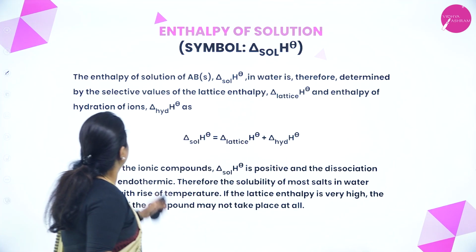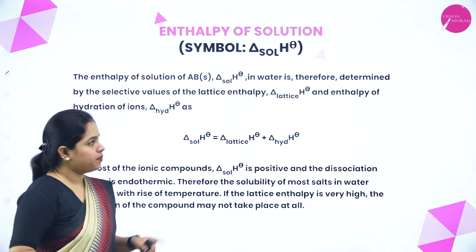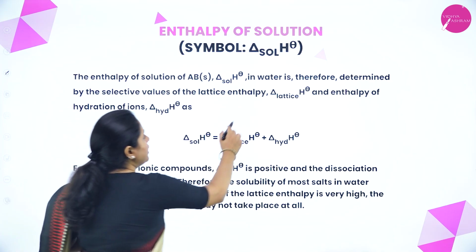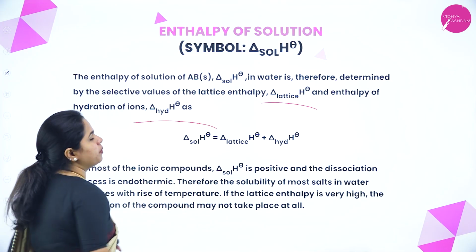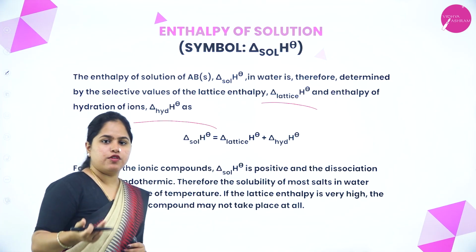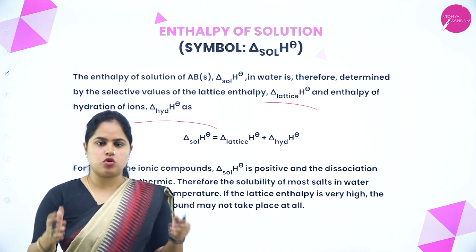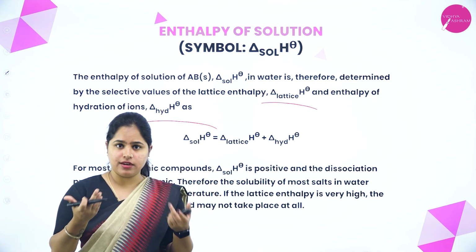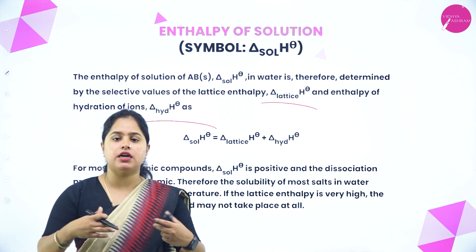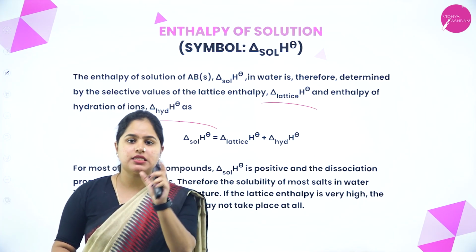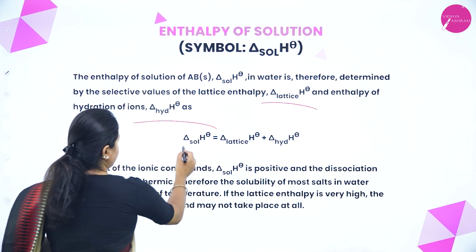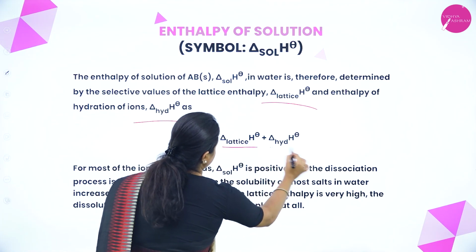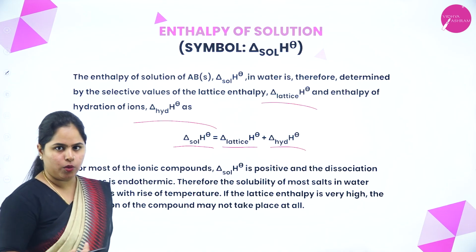So let's see. The enthalpy of solution of AB in water is therefore determined by the respective values of lattice enthalpy and the enthalpy of hydration of ions. So in the first step, the AB will get dissociated into A plus and B minus. That is the lattice enthalpy. Now they are in gaseous state. After hydration, they will be converted into the aqueous state. So that is the hydration enthalpy. So altogether, the enthalpy of solution can be calculated by the sum of lattice enthalpy and hydration enthalpy. So I hope that is clear.